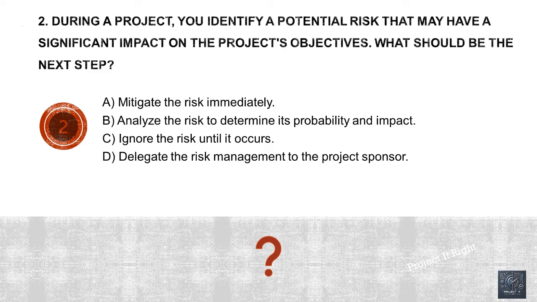2. During a project, you identify a potential risk that may have a significant impact on the project's objectives. What should be the next step? A. Mitigate the risk immediately. B. Analyze the risk to determine its probability and impact. C. Ignore the risk until it occurs. D. Delegate the risk management to the project sponsor.